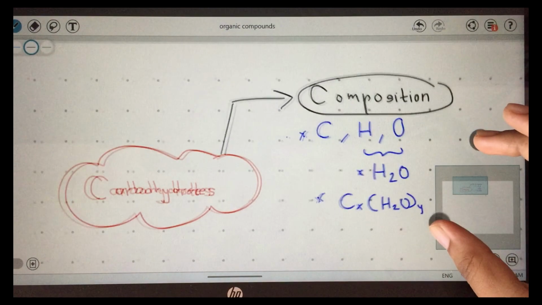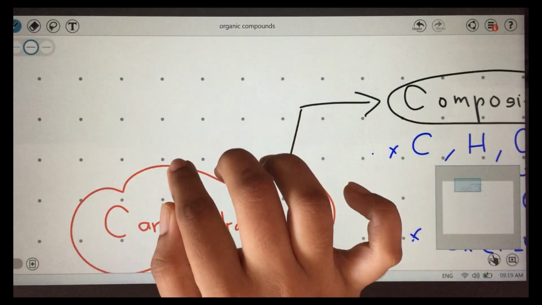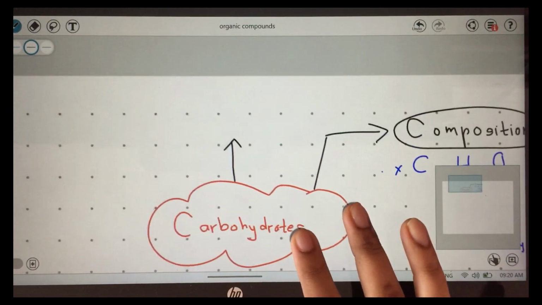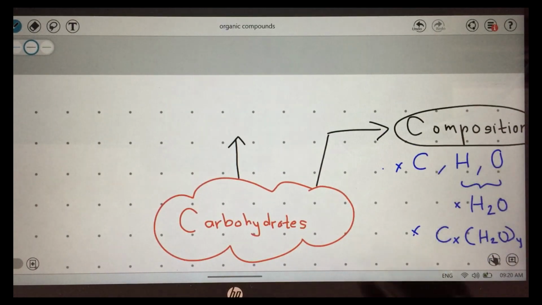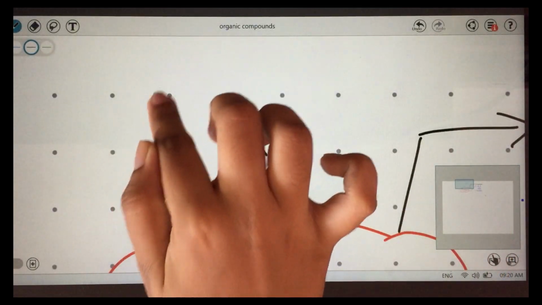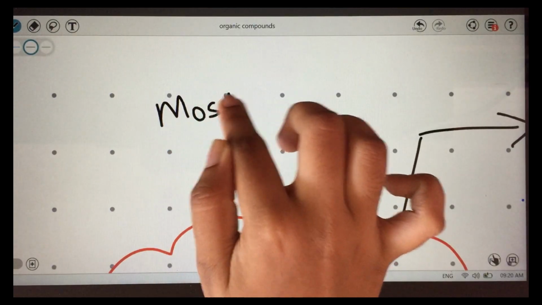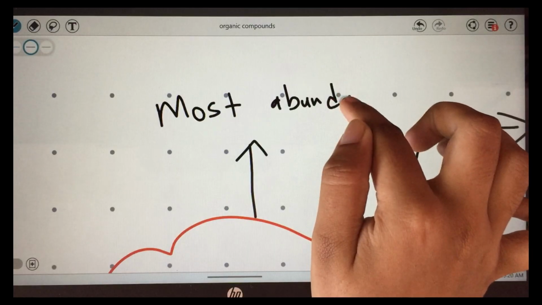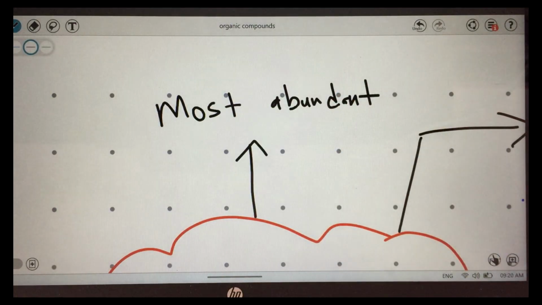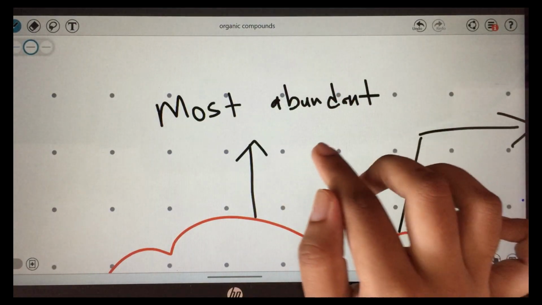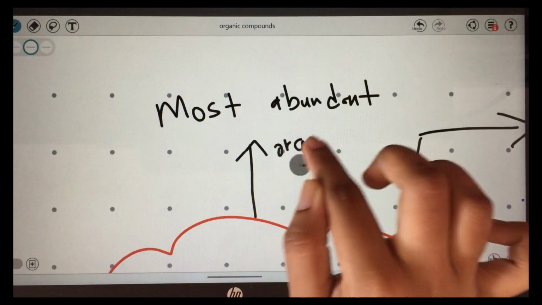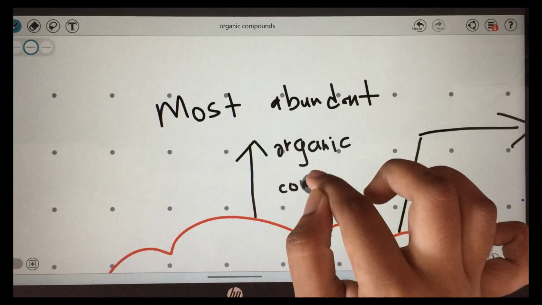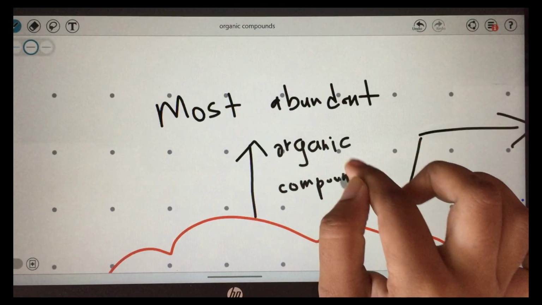Okay, and also there's a very important point. In the resource that's given, the very first point, what is it? That carbohydrate is the most abundant organic compound on earth. Now, the most abundant what? The most abundant organic compound.